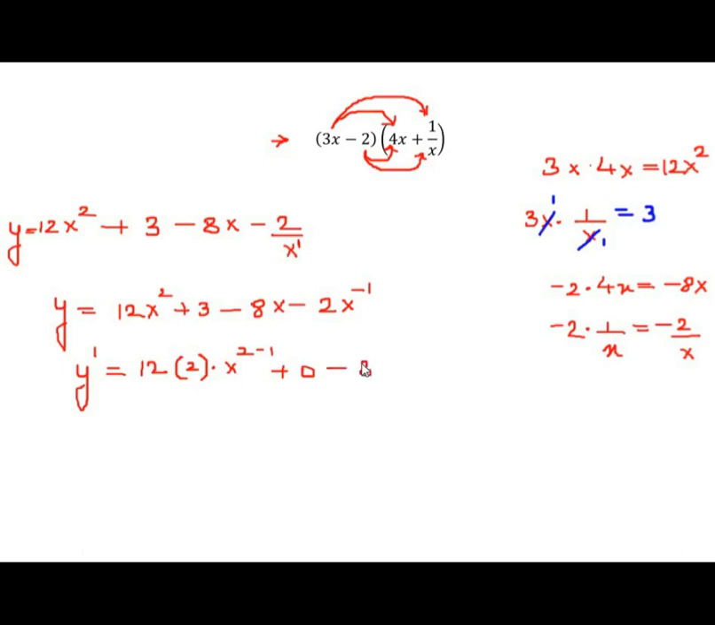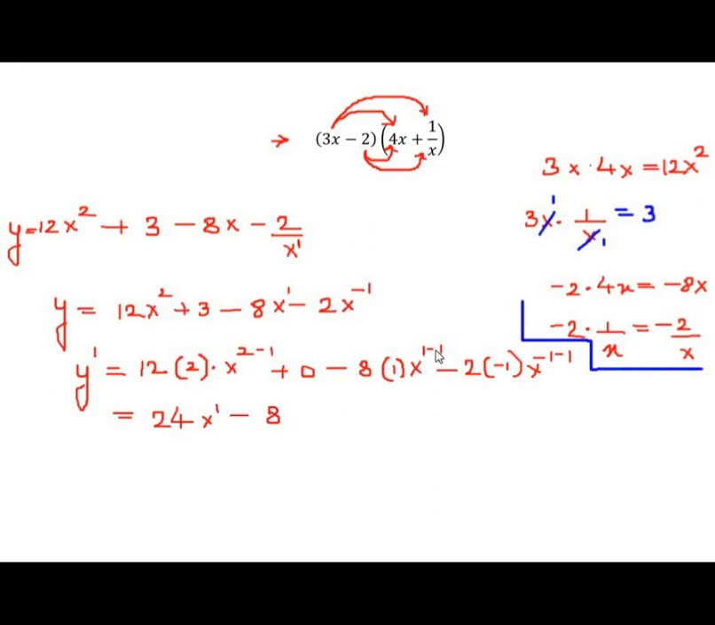Minus 8. This is x to the power of 1. So we have 1 here and the power of x reduces by 1. Minus 2. The power of x comes down, negative 1, and x to the power of negative 1 minus 1. So the power of x reduces by 1. So we get here 12 times 2 is 24 and x raised to 2 minus 1 is 1, minus 8.